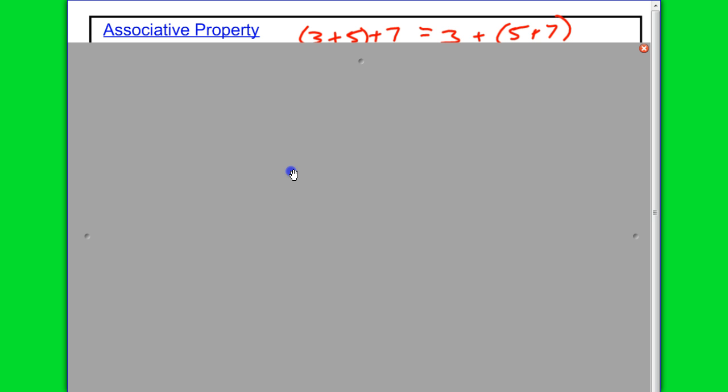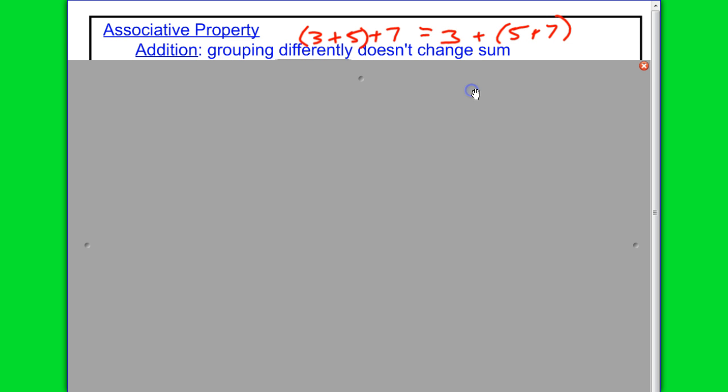So did we change the order of the numbers from the left to the right? Is the order different? Let's look. We have 3, 5, 7, and 3, 5, 7. Order was not changed, only the way they were grouped. But did we get the same sum? Yes. It was all 15.